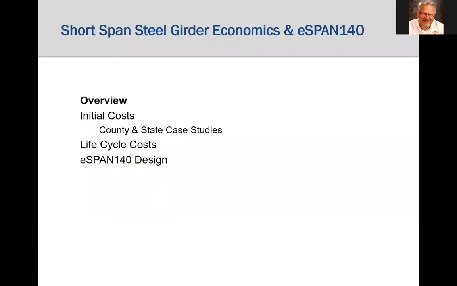Lecture 2 will look at initial cost case studies for county and state bridges to show the competitiveness of steel and to demonstrate that life cycle costs for steel and concrete bridges are also competitive. We will finish with a presentation on E-span 140, an online tool for preliminary steel bridge design for simple span bridges up to 140 feet in length, so that steel and concrete bridge alternatives can be compared easily without an undue and costly design for the steel bridge.